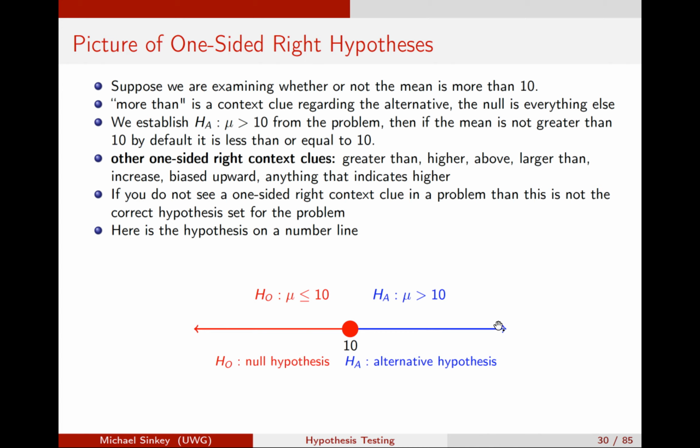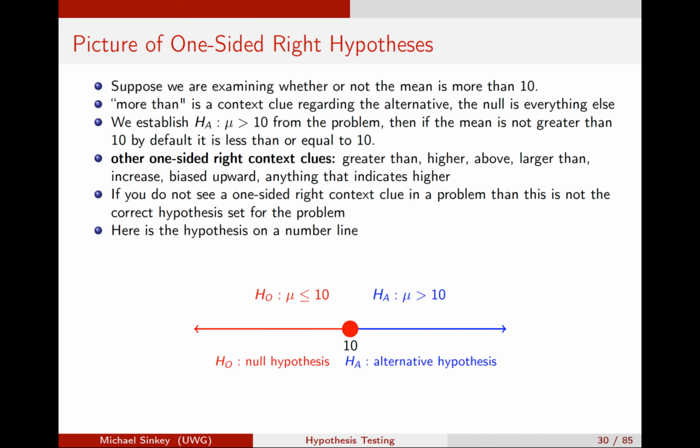Now, if it's not greater than 10, it's part of the null. What's not greater than 10? 10. You see the red dot in the middle is part of the null. That's the equal sign. What about less than? Also part of the null. That's to the left of 10. So you're either to the right of 10, which is established in the problem as the alternative, or you're to the left of 10, or you're equal to 10, and both of those are the null.